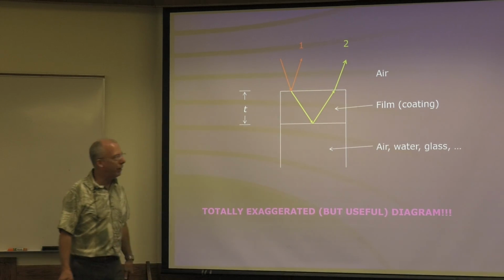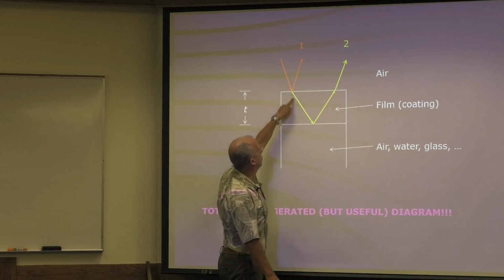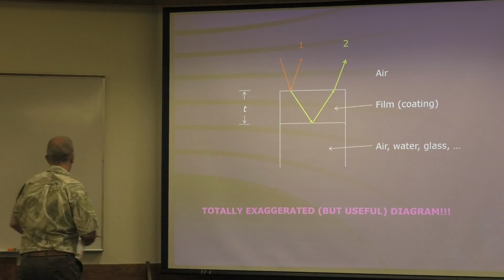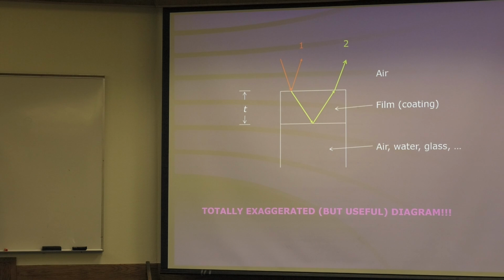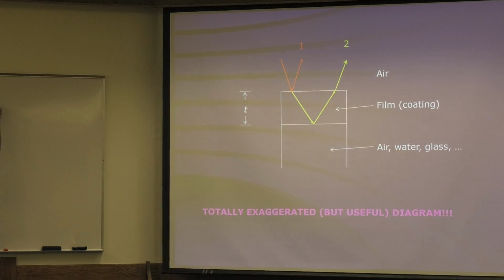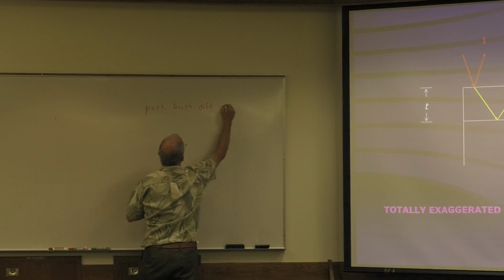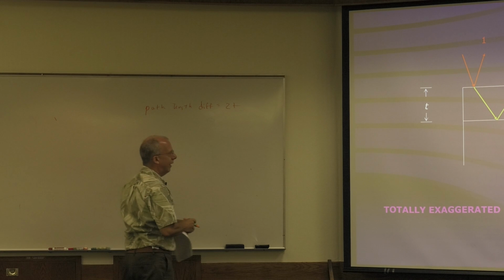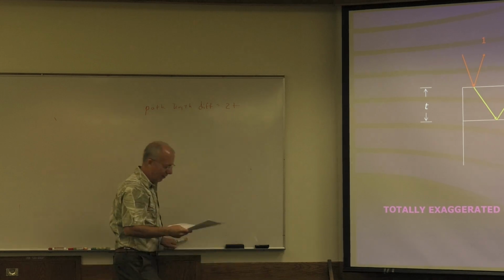Well, that should be obvious, I hope. The path length difference is just T plus T, 2T. So the path length difference is 2T. And again, it's hard to swallow when you see that picture, but that's all right.